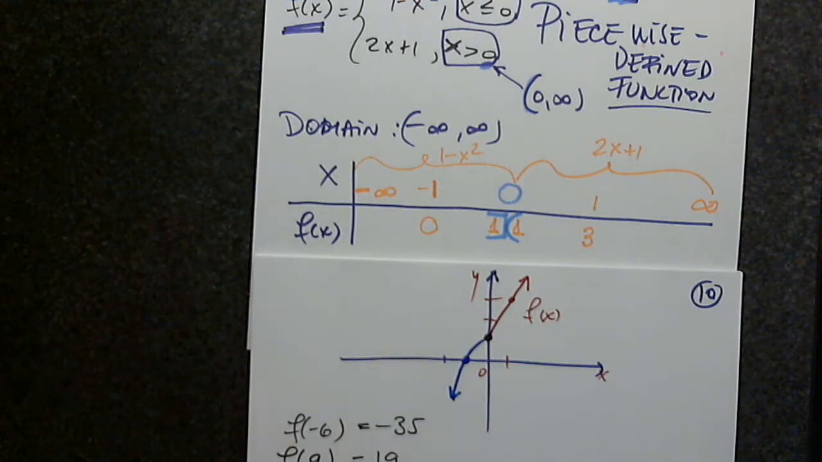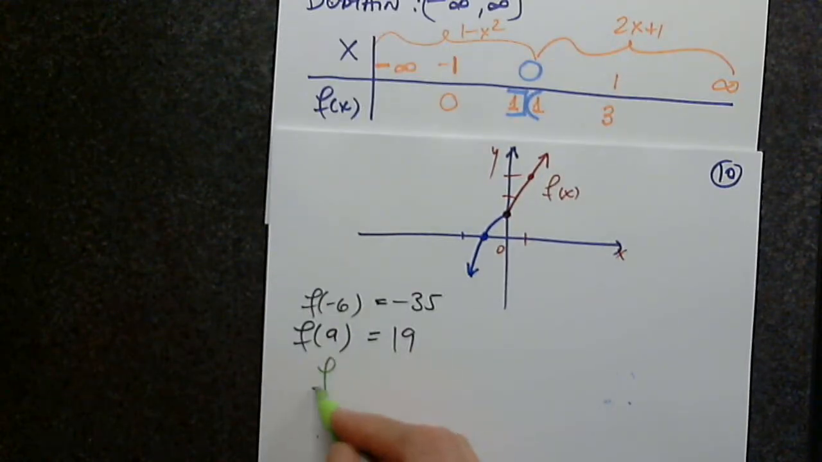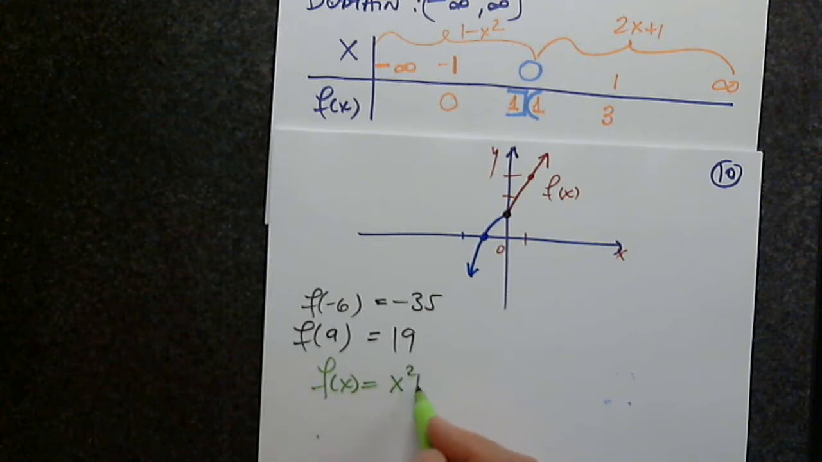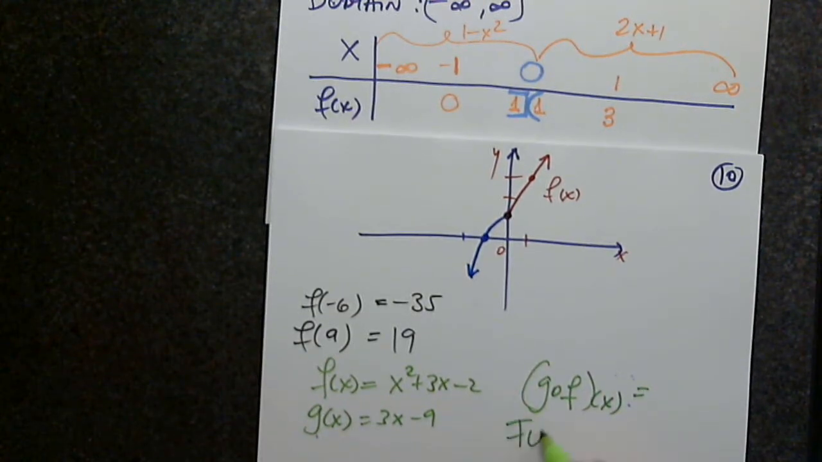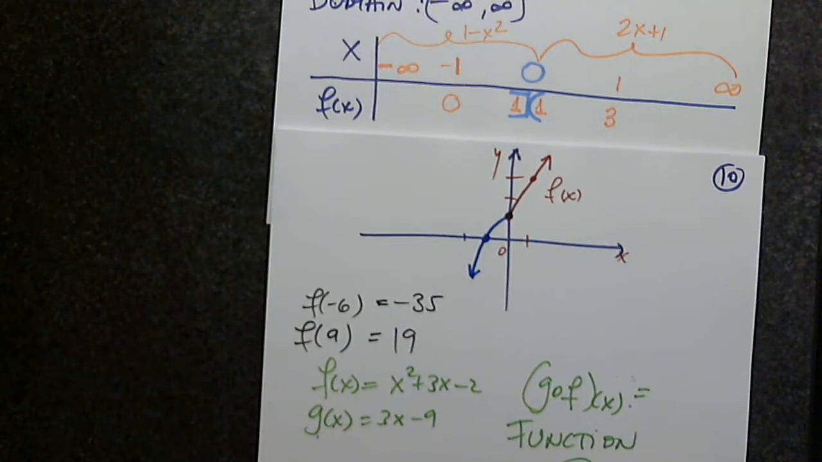Yes? Okay, perfect. So we are given two functions. f of x equals x squared plus 3x minus 2, and g of x equals 3x minus 9. They want us to find the function g comp f of x. So this is function composition. It's not addition of functions, it's not subtraction, multiplication, division, but it's function composition. So, what does that mean?